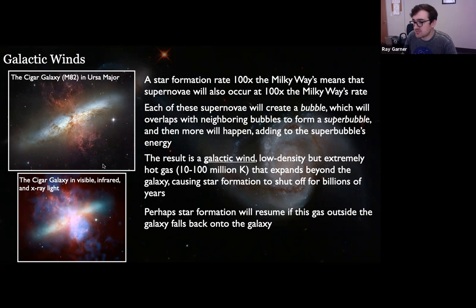Up at the top left, you can see it in the visible. Here's the disk, and here is all this ionized gas, this H alpha coming off of the disk. If we look at it in a combination visible, infrared, and X-ray light, you can see even more of that gas being blown away from the disk.